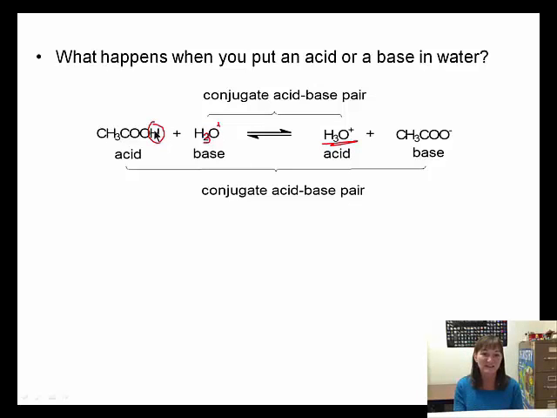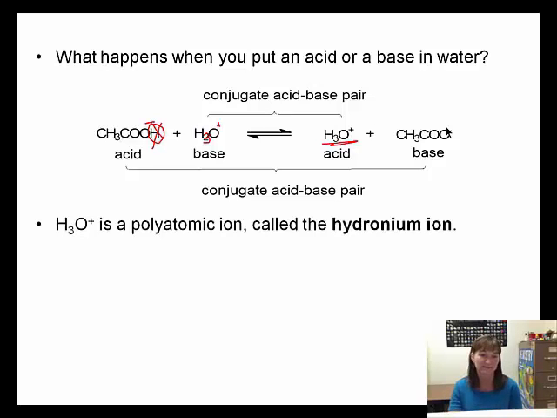The acid, when it lost that hydrogen, is going to end up getting a negative charge, and that'll be the acetate ion. So an acid in water, the acid's going to donate its hydrogen to the water, and you're going to get hydronium and the anion of the acid. Hydronium is a polyatomic ion. So this H3O plus, I do want you to memorize, is called hydronium.